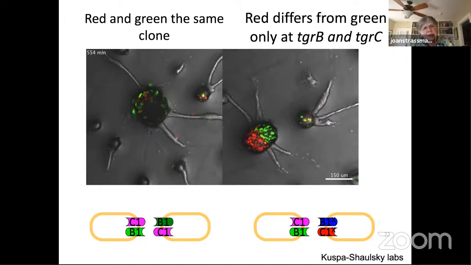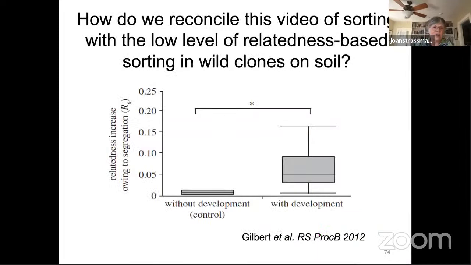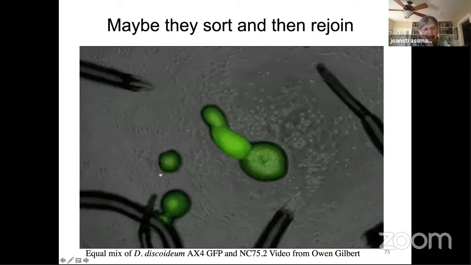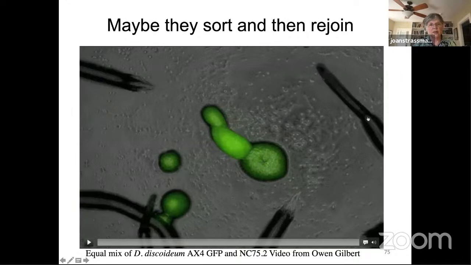And the other reason we were a little quizzical about this was that we had Owen Gilbert's result of showing that the sorting only came to a 0.05 increase in relatedness. So Owen then showed us this video, and this is at a later stage from that earlier one. And this is 2 genetically different clones, none of that fancy gene replacement. It's just AX4 labeled with GFP and a NC2075 wild clone. So one clone is this dark and the other is the green. So just take a look at this one.